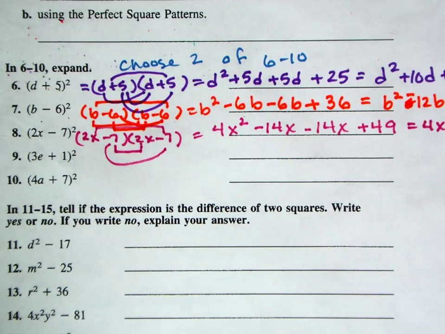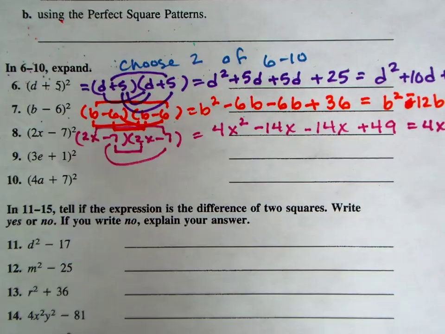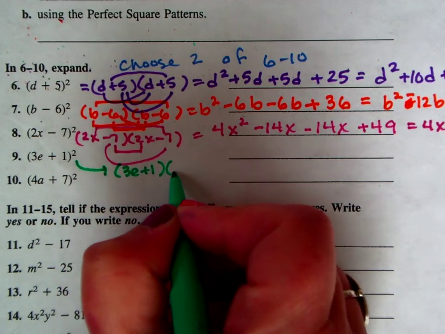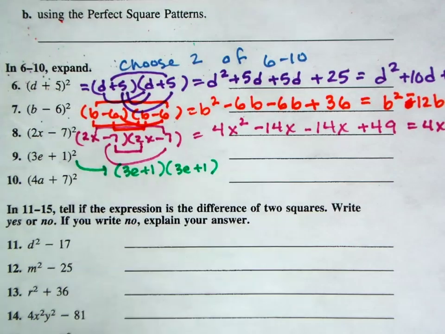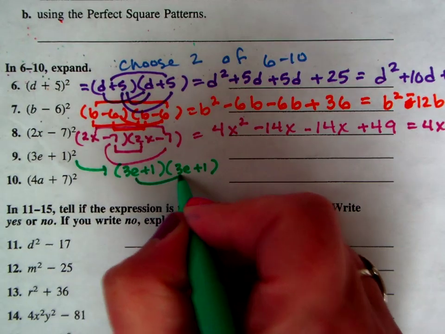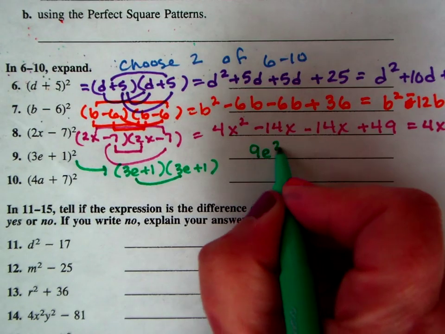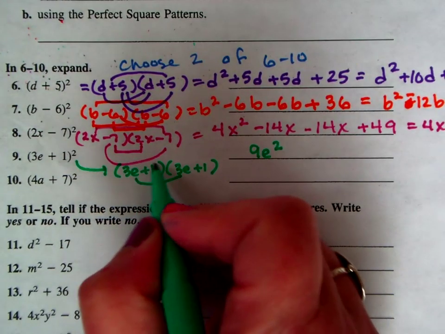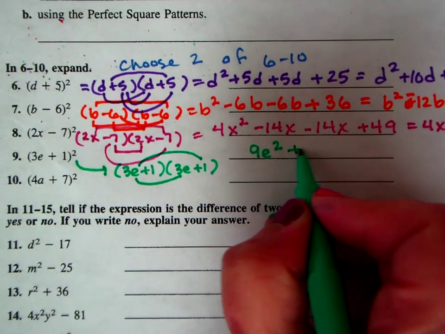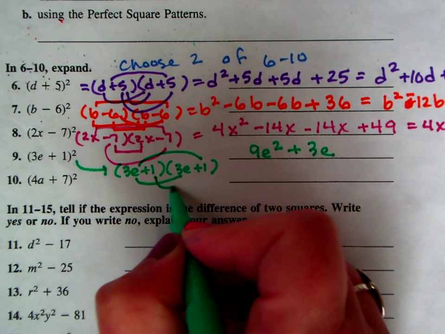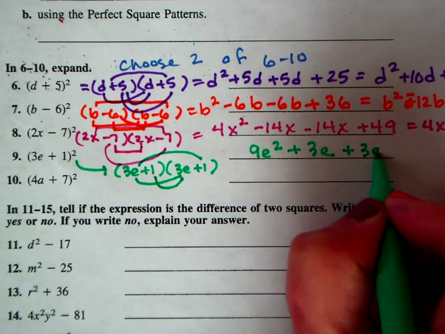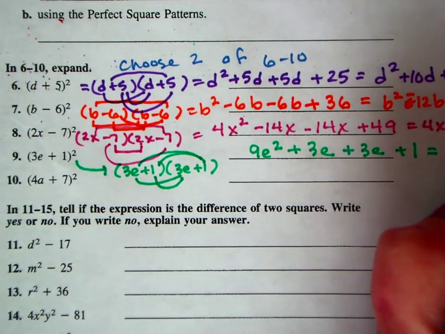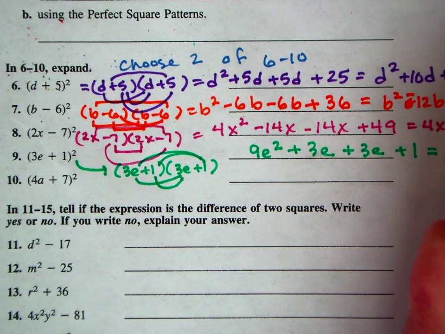Last two problems. So we've got 3e plus 1 times another 3e plus 1. Okay, 3 times 3 is 9. E times e is e squared. 3e times 1 is plus 3e. 1 times 3e is plus 3e. And 1 times 1 is 1. So 9e squared plus 6e plus 1.